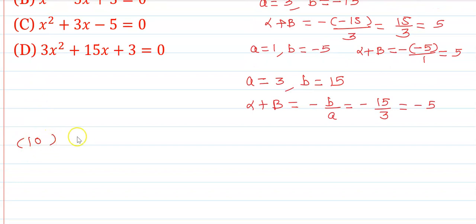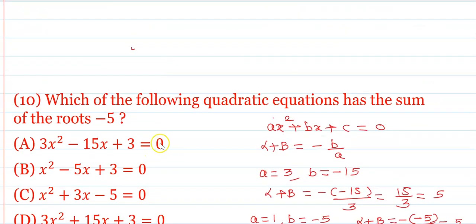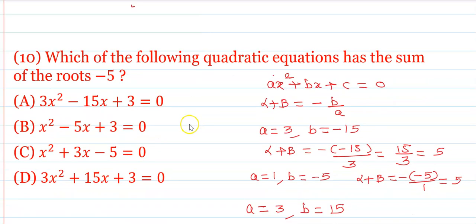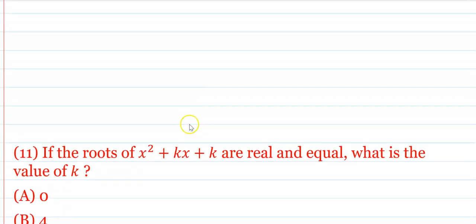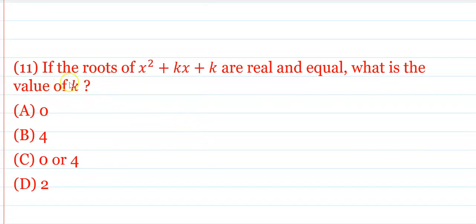Okay, option D is a correct one. Sum of the roots are minus 5. Now the next question. If the roots of x square plus kx plus k are real and equal, what is the value of k?